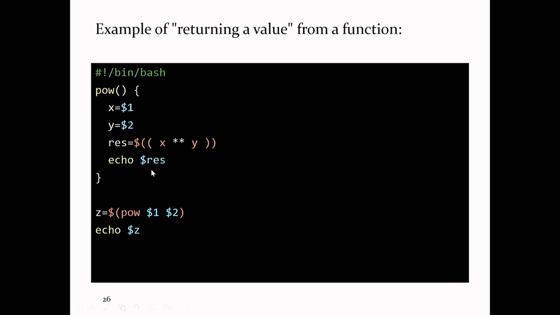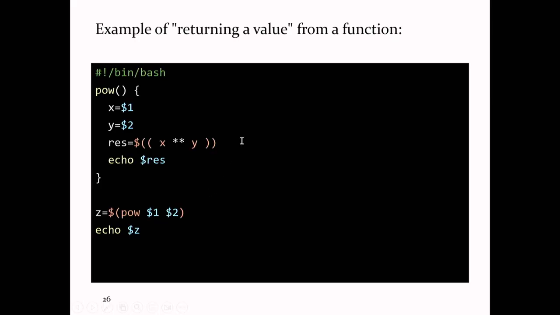To capture that returned value, you use a command substitution here. So $ round bracket, call the function. Whatever that function prints gets captured using this command substitution here. And then that gets stored in the variable z. So that's one way of simulating returning a value from a function. It's weird, but this is the way it works.